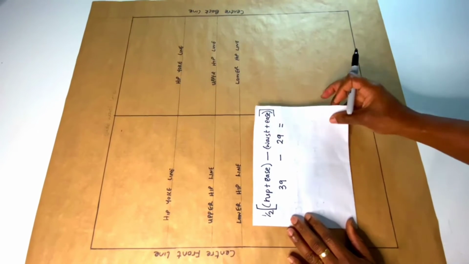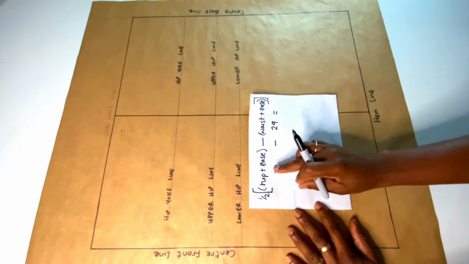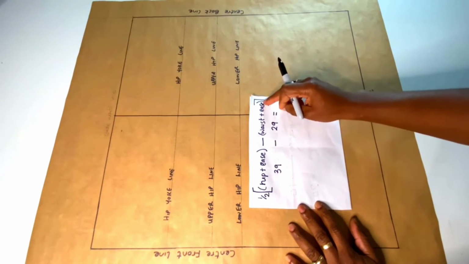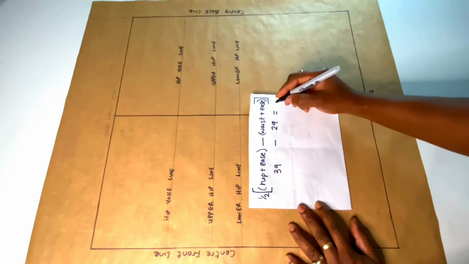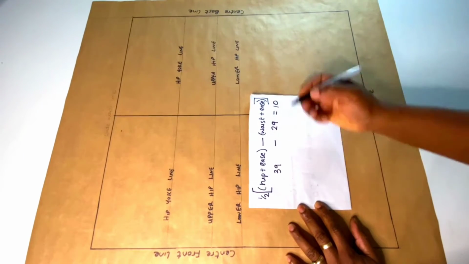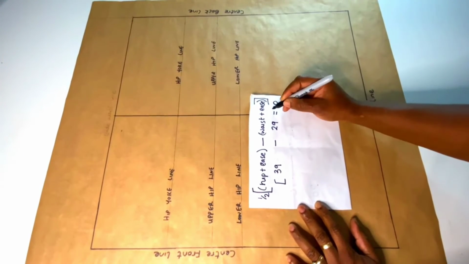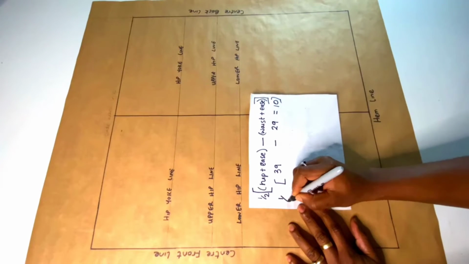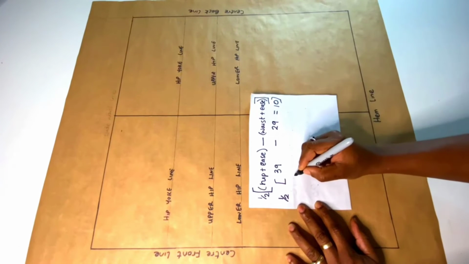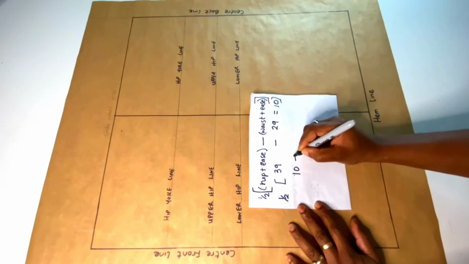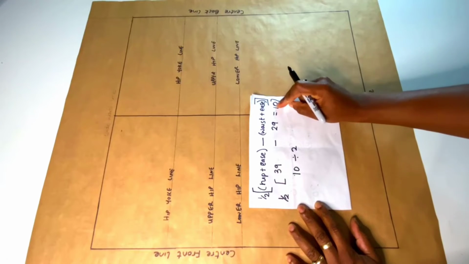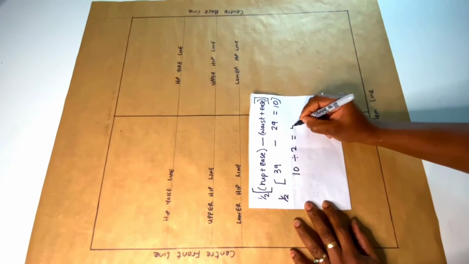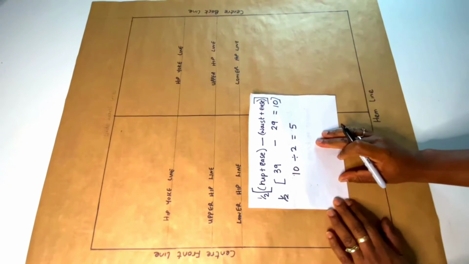So this is the calculation we're going to make. Our hip plus is, which is 39 inches in this case, minus our waist plus is, which is 29 inches. And this will give us 10 inches. Now we need half of this, which is the same thing as 10 divided by 2. And we have 5 inches.